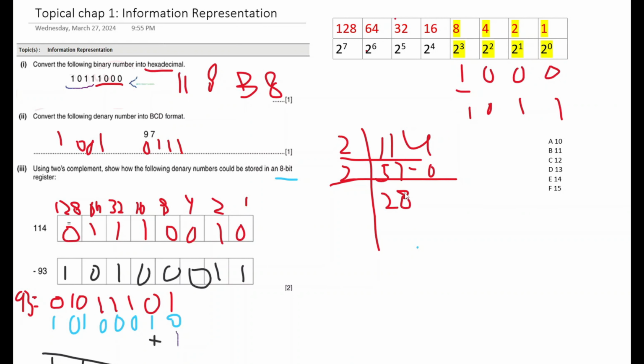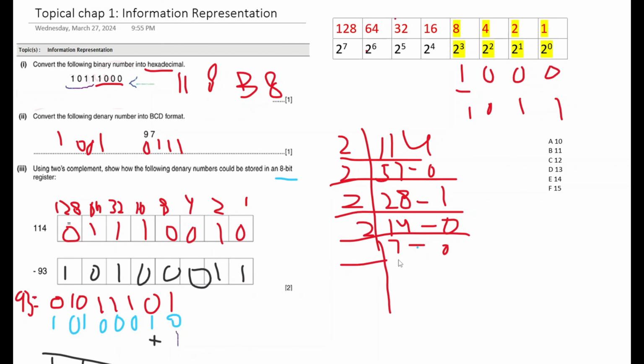So I get this number. 28 times 2 is 56 and the remainder is 1. So keep on dividing. 2 times 14 is 28 and I get the remainder 0. And again 2 times 7 and remainder 0. And 2 times 3, remainder is 1, and again 2 times 1 and the remainder is 1. Now see, I got here 1. 2 times 1 is 2 and the remainder is 1. So now this 1 is smaller than 2, so it cannot be divided by 2.